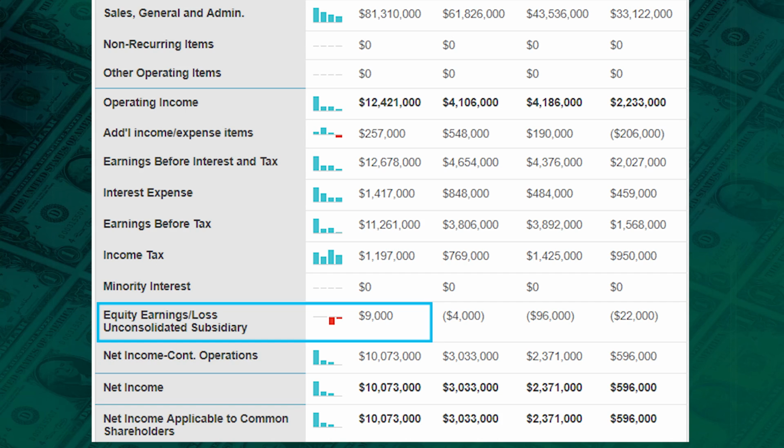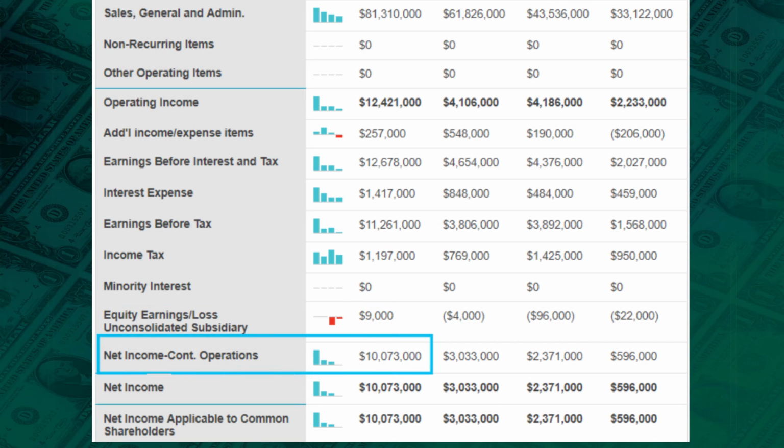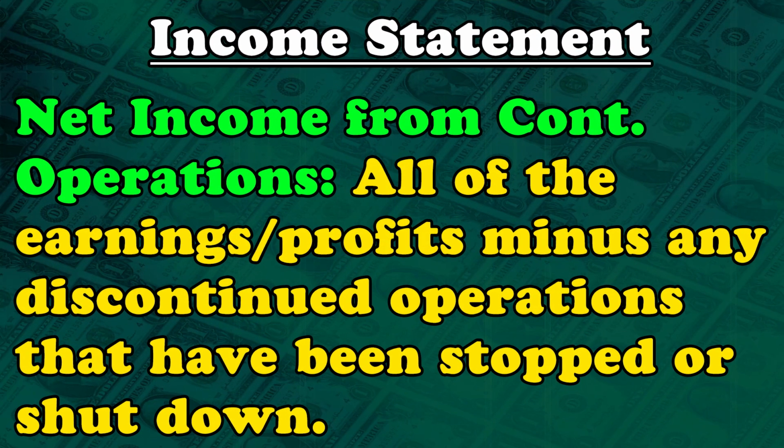And then they would just list either the profit of that investment for the year or how much they lost in that investment. But in Amazon's case, they made $9 million in 2018 from this category. And that leads us to net income from continuing operations, which is the furthest we've deducted so far. And it's basically the bottom line or the net income, except that it would deduct any income from discontinued operations that have been stopped or shut down.